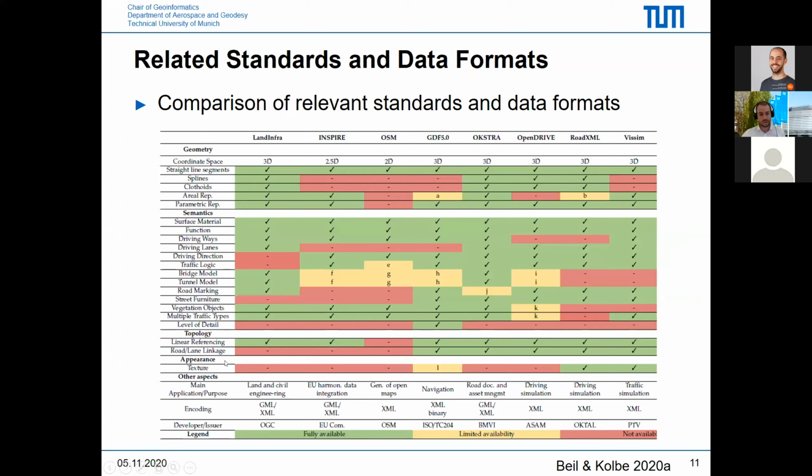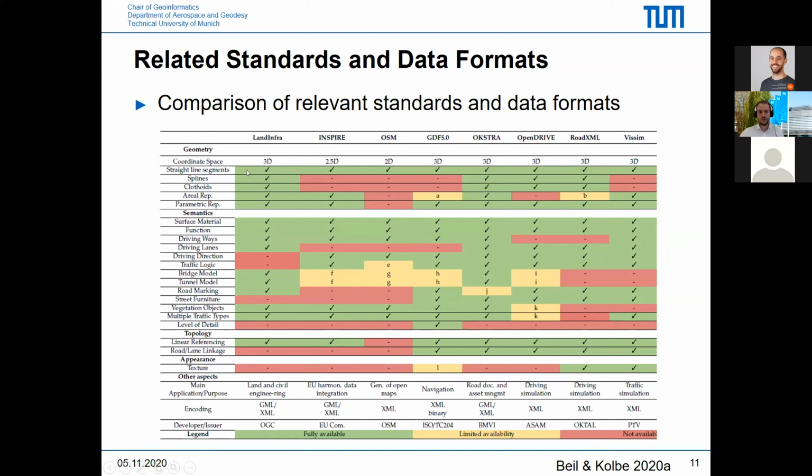I will not have the time to get into detail in this table, but in our recent publication, we checked all of these different standards for several aspects. So we had a look at how geometries can be represented, how semantic aspects can be represented, which topological concepts are integrated, and if it's possible to have models using appearance textures, for example.